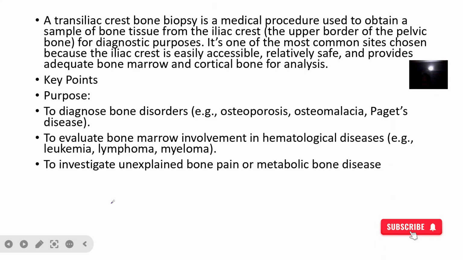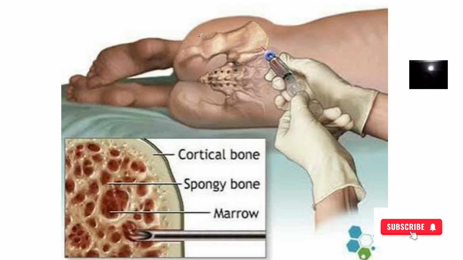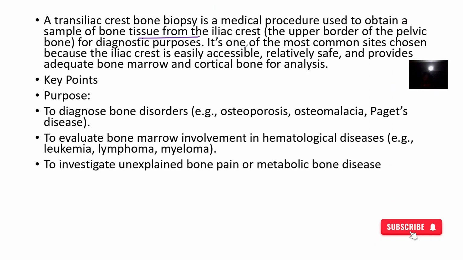Okay. So for the transiliac crest biopsy, you see that it's a medical procedure that is used to obtain a sample of bone tissue from the iliac crest. That's the upper border of the pelvic bone. They use this for diagnostic reasons. It's one of the most common sites that is chosen because the iliac crest is easily accessible. It's very safe and provides a lot of bone marrow for analysis.